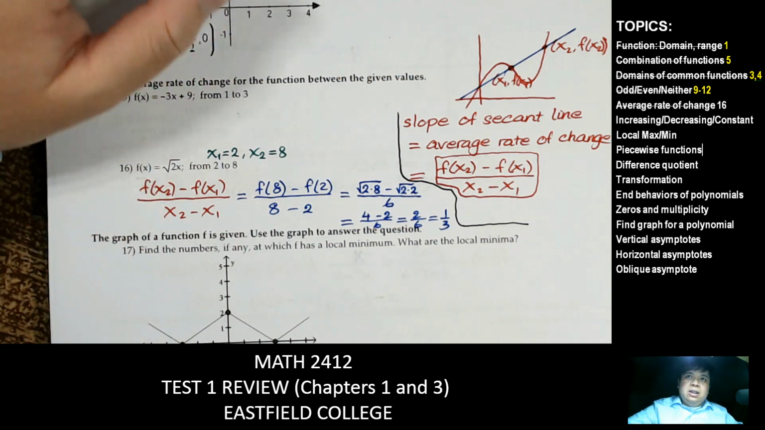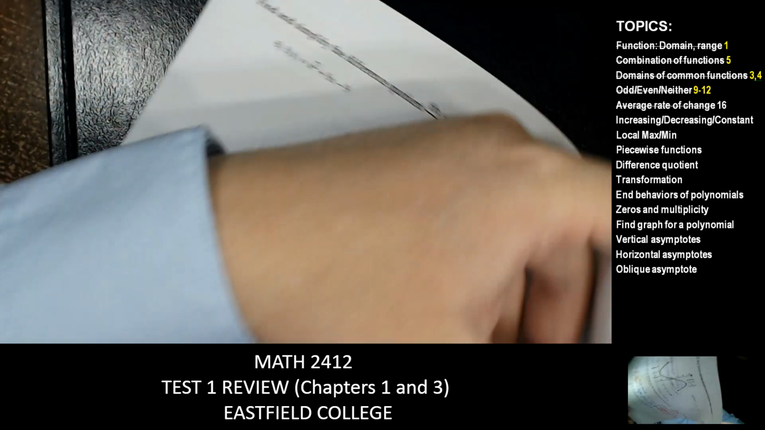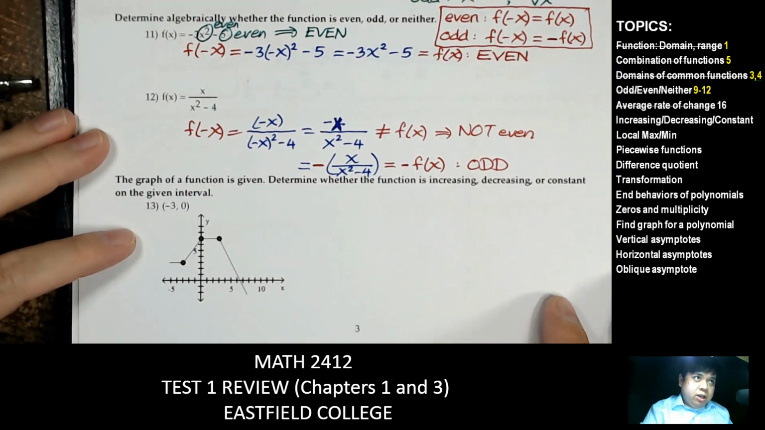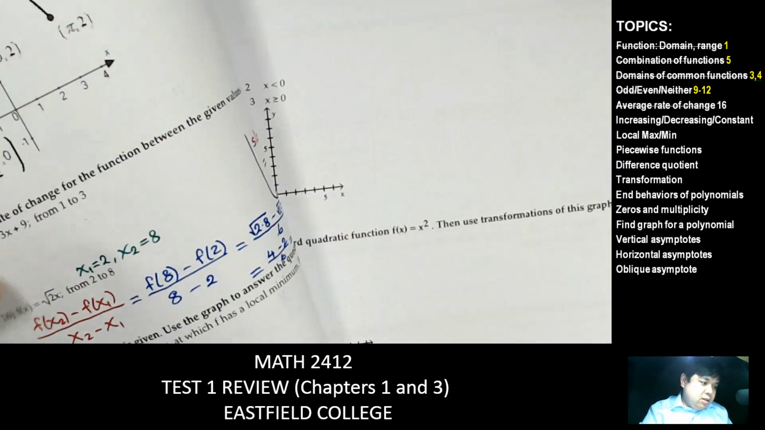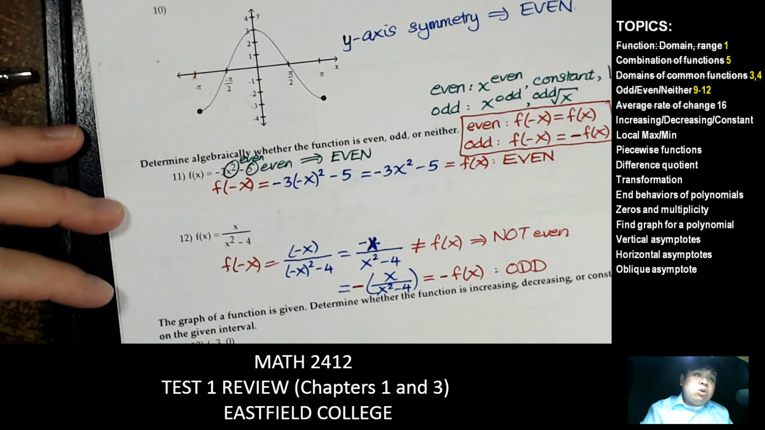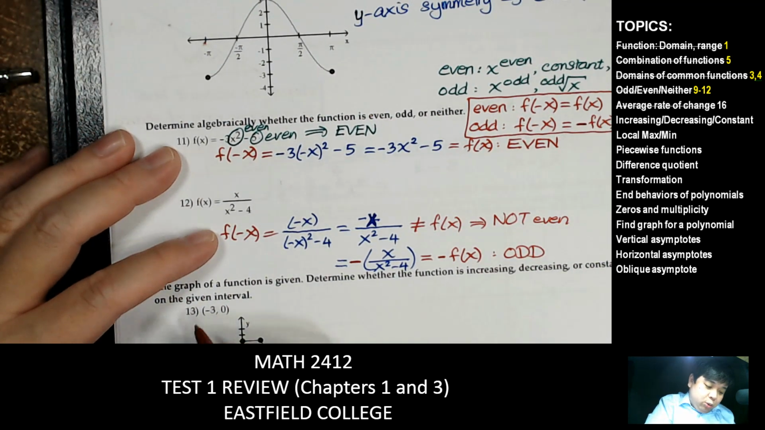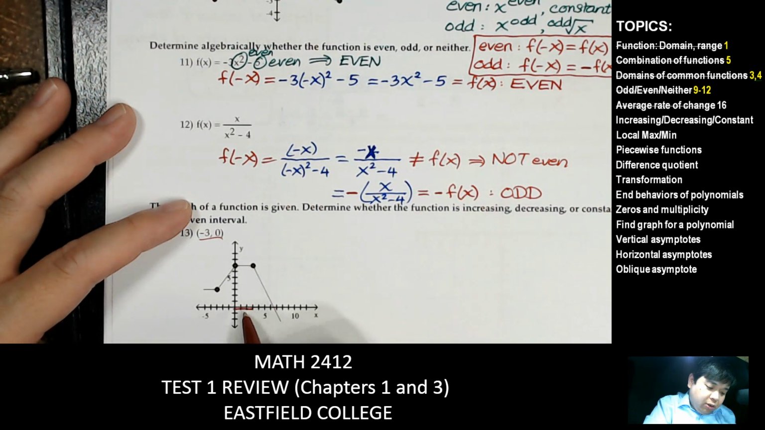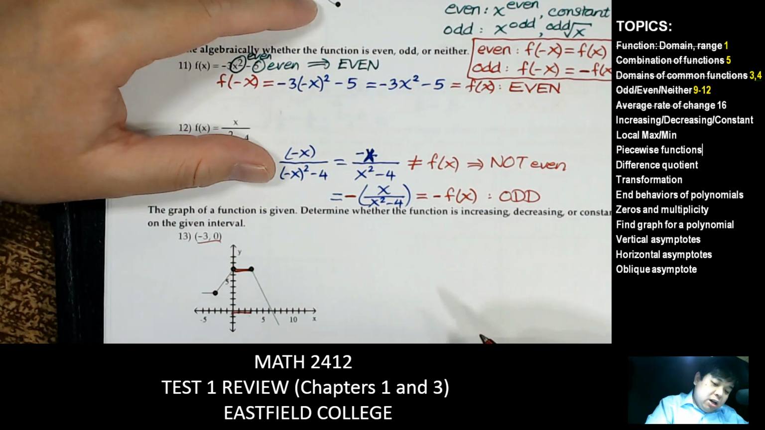Increasing, decreasing, constant or local max min. This is pretty simple. Just look at the graph and we find out where the function is increasing, where it is decreasing, or constant. The only thing that's very important is that it is on an interval of x. So when we say it's from -3 to 0, that means the x values go from -3 to 0 on the graph. So that is constant.